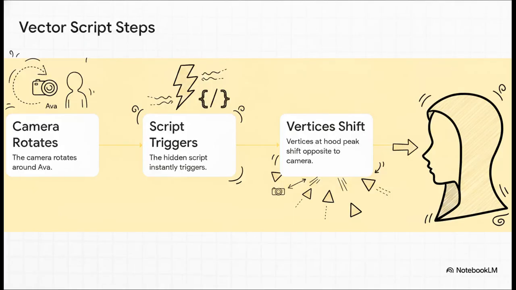Let's actually walk through how this works in real time, because it's fascinating. Step 1, the camera rotates around Ava. Step 2, boom, that hidden tracking script instantly triggers. Step 3, the vertices, which are the actual structural points at the peak of her hood, literally detach from normal physics. They physically shift and slide in the exact opposite direction of the camera. Which leads us to Step 4. A flawless 2D-style silhouette is perfectly maintained.